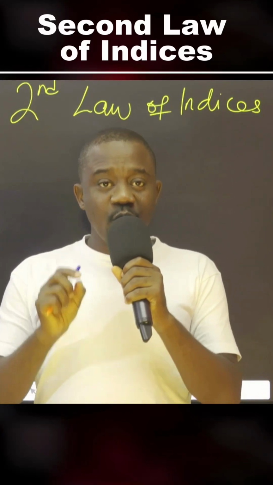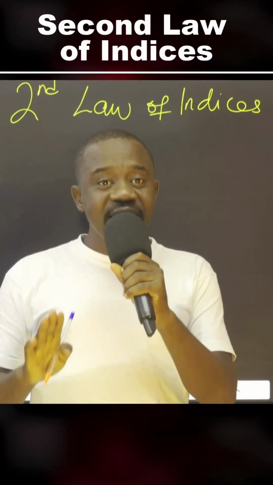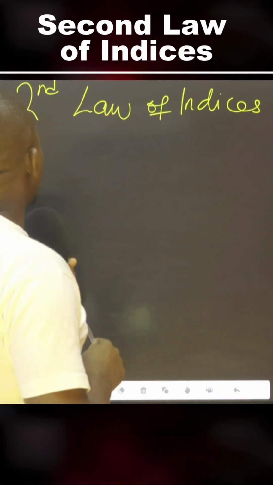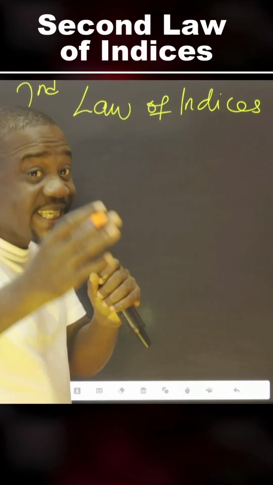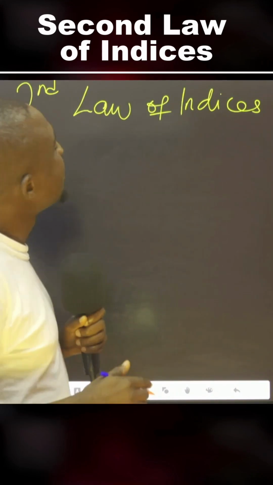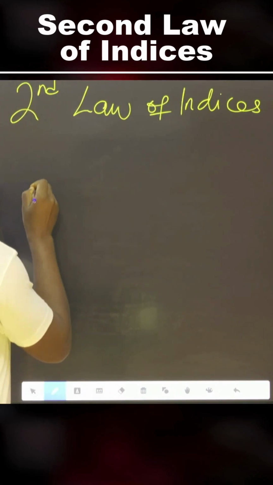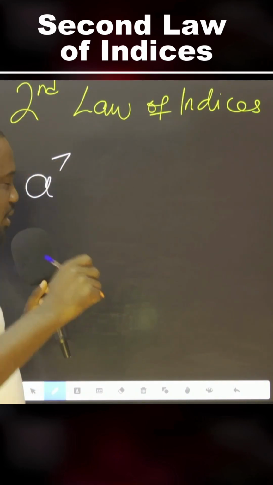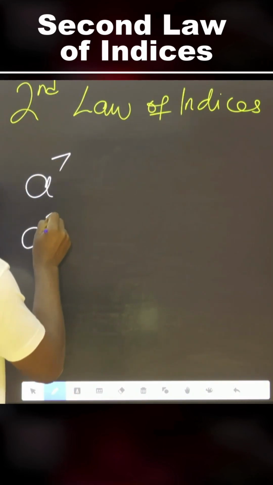In this class, we're going to look at the second law of indices. The second law of what? Indices. Okay? What is it saying? It's saying, if we have something like this, say a raised to power 7, and we have another one that is, for instance, a raised to power 3.